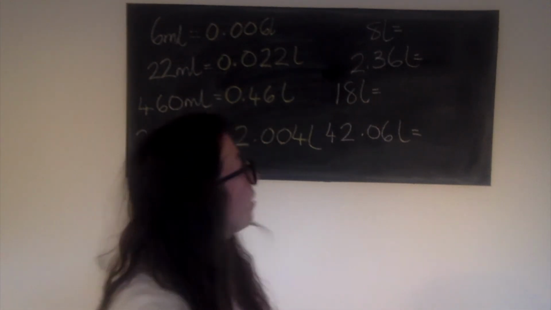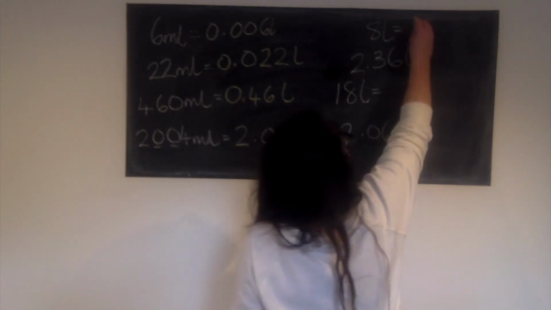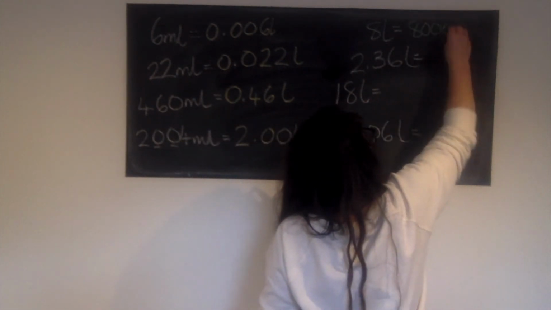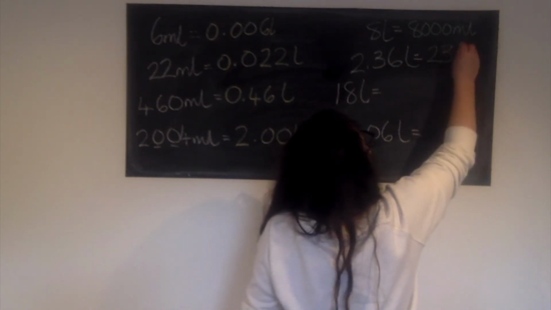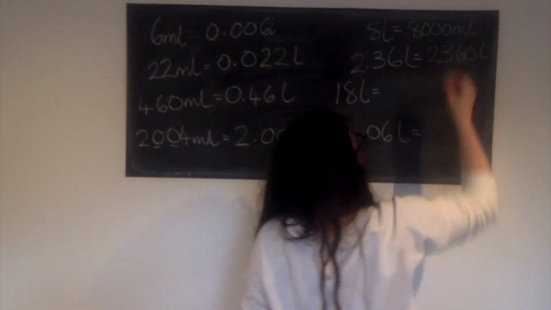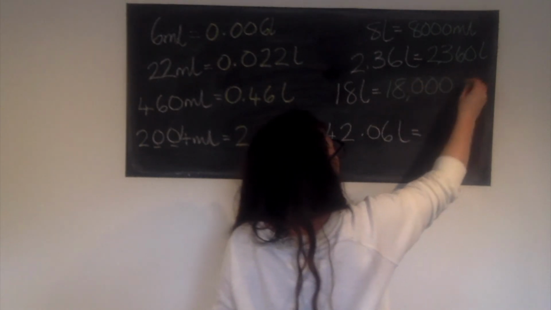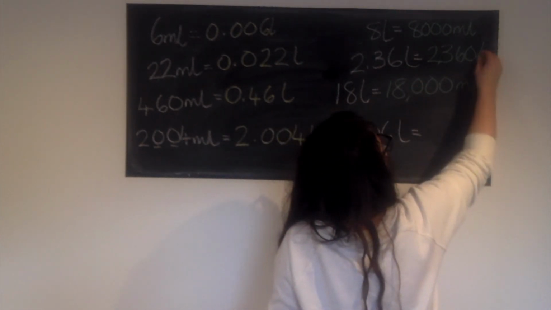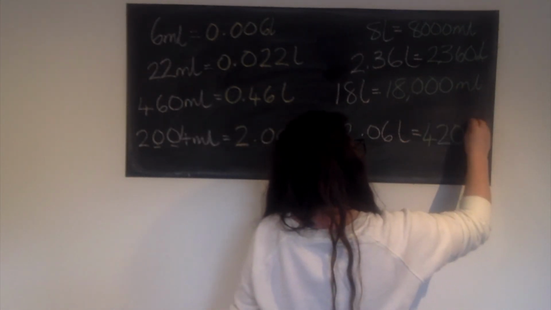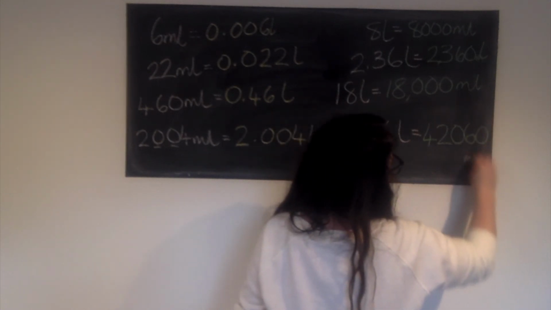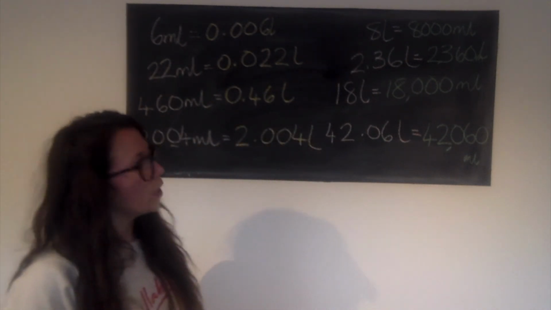Now let's do the other way round. So this time we're going from litres to millilitres, so I must multiply by 1,000. So 8 litres is 8,000 millilitres. 2.36 litres is 2,360 millilitres. 18 litres is 18,000 millilitres. And the last one is 42,060 millilitres. Well done if you got those.